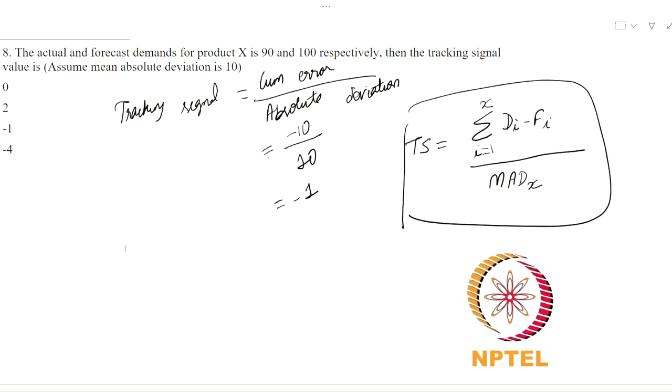Now here is also a question on the tracking signal. The mean absolute deviation is given, and the actual and forecast demand are given. Now the tracking signal is asked. This is the error divided by the mean absolute deviation. The error is the actual demand minus the forecast demand, divided by the mean absolute deviation for that particular time. So here it is solved in this way.